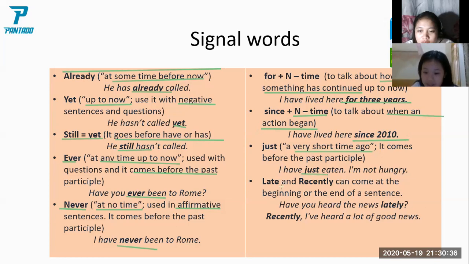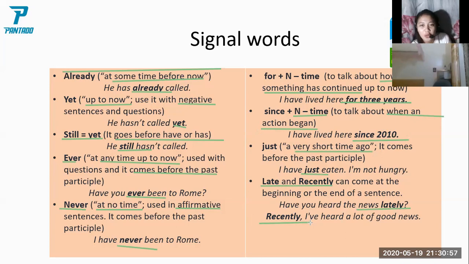Lately and recently can come at the beginning or the end of a sentence. Have you heard the news lately? Recently, I've heard a lot of good news. Okay, that is recently.